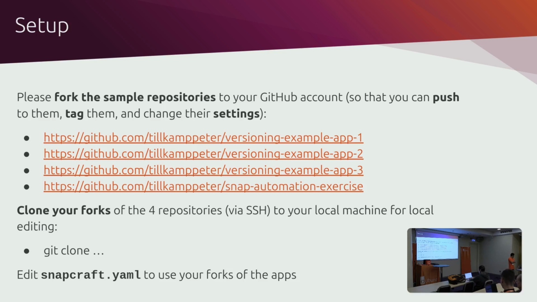Yes, because the 3 first, yes, we need to fork all the 4 GitHubs. The first 3 GitHubs are our applications, our upstream sources for our snap. And the 4th one is the GitHub of our snap. This is the GitHub where we will apply the GitHub action, so that when you release one of the first 3, the 4th one gets updated.